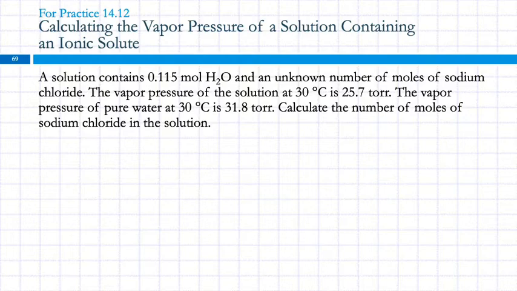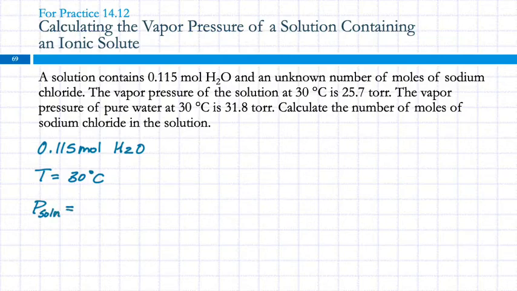Well, let's pull some numbers out. So we have 0.115 moles of water. We've got a temperature of 30 degrees Celsius. We've got a vapor pressure of the solution, so I'm going to call that P solution, is 25.7 torr. And the vapor pressure of pure water is 31.8 torr.